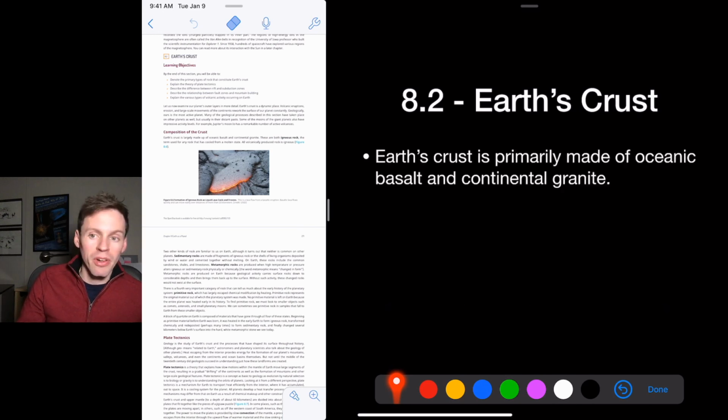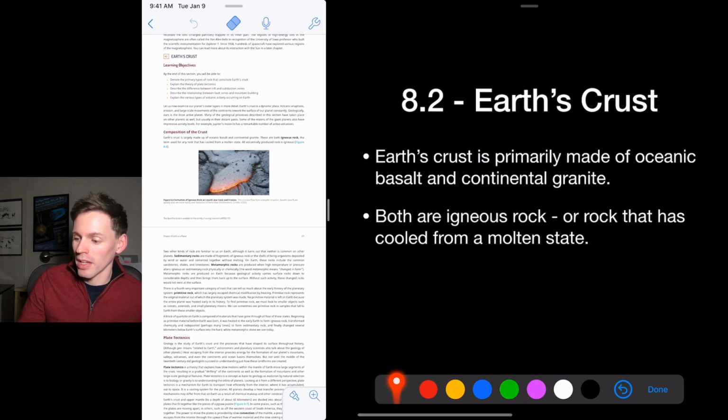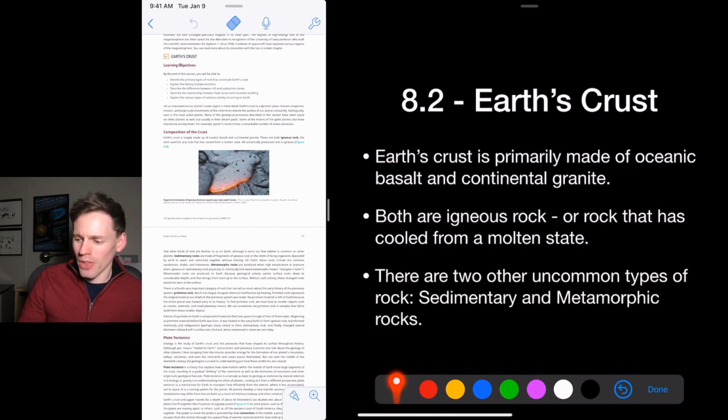Earth's crust is primarily made of oceanic basalt and continental granite. So the oceanic layers are made of basalt, and the continental crust parts are made mainly of a granite type material. Both are called igneous rock, which is rock that has cooled from a molten state. So in other words, lava. There are two other uncommon types of rock, sedimentary and metamorphic. These aren't common on the Earth.